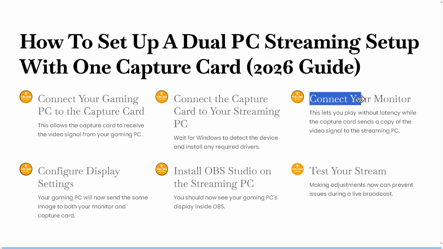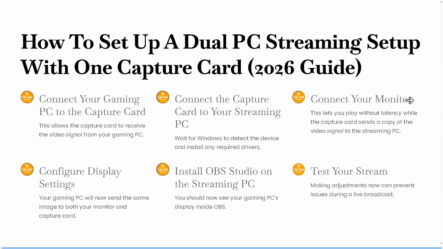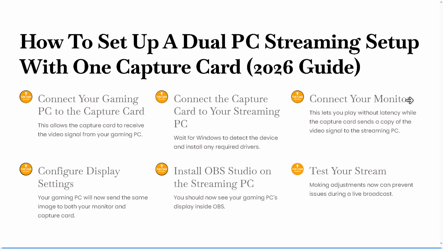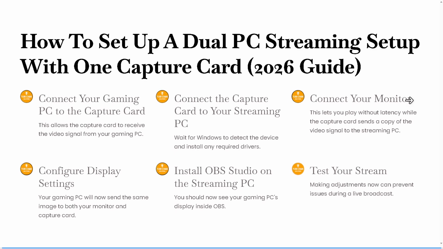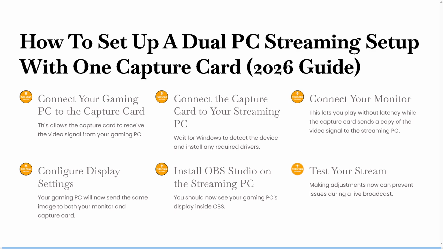After that, you need to connect your monitor. If your capture card supports HDMI pass-through, you can connect an HDMI cable from the capture card's HDMI output to your monitor. Now, if your GPU has multiple outputs, connect the monitor directly to your gaming PC. You can use display duplication in Windows. This lets you play without latency while the capture card sends a copy of the video signal to the streaming PC.